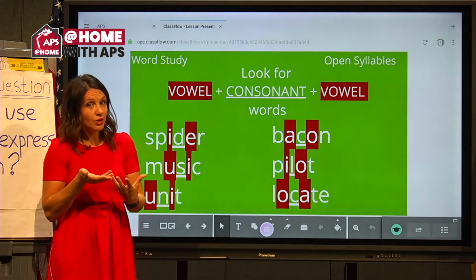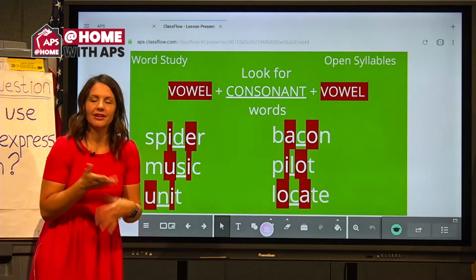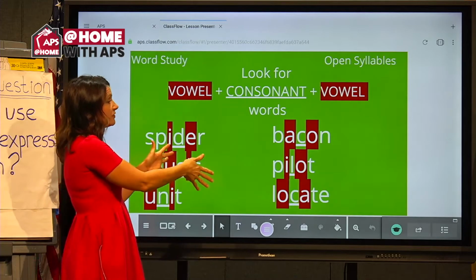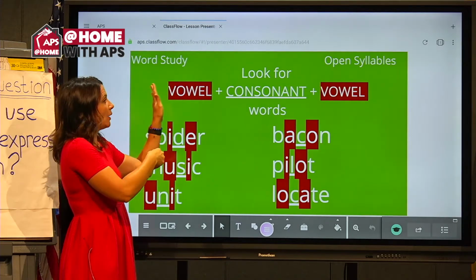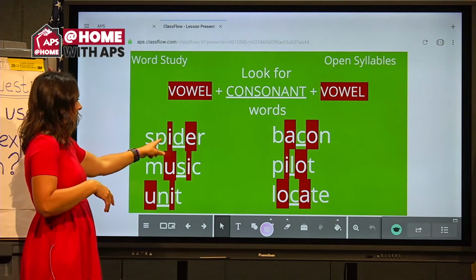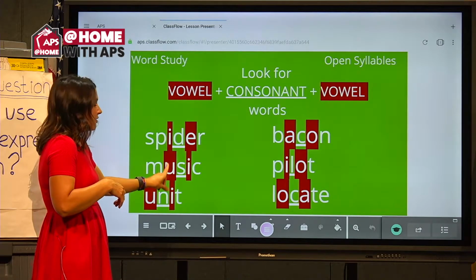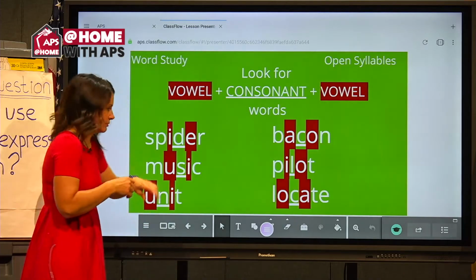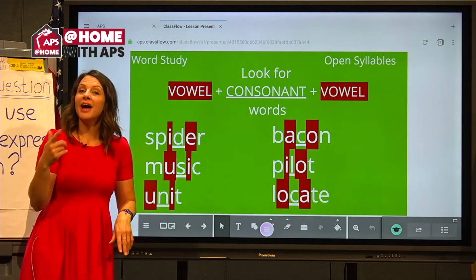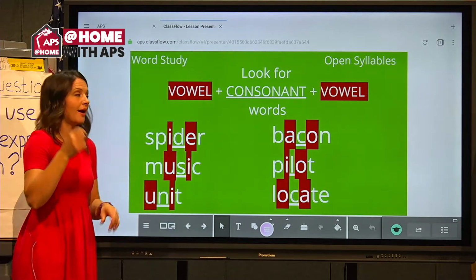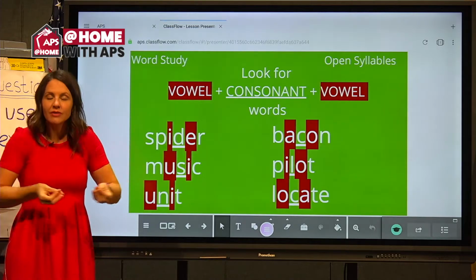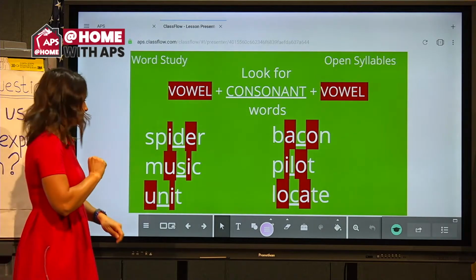In each of these words, there is that pattern. That's what word study is, finding patterns. In each of these words, they have the vowel, consonant, vowel pattern. Vowel, consonant, vowel. It keeps going. It's a pattern. If you have vowel, consonant, vowel, it's going to make the long vowel sound at the beginning.